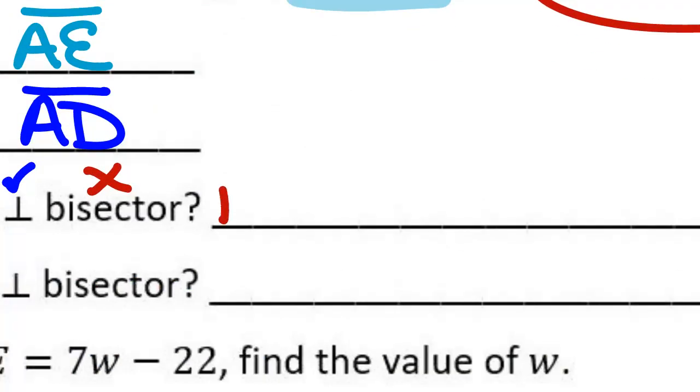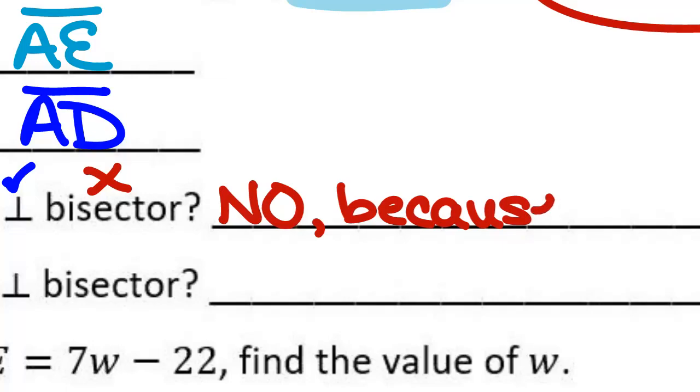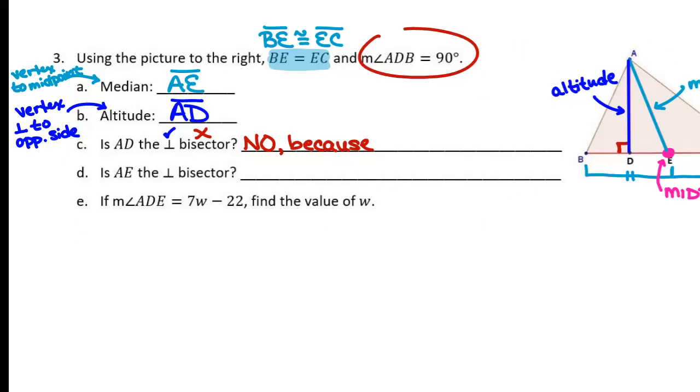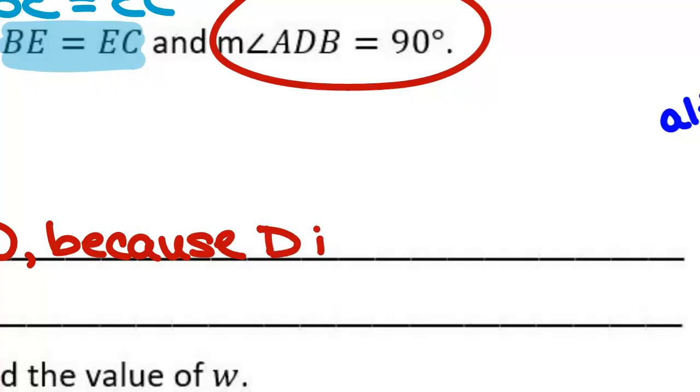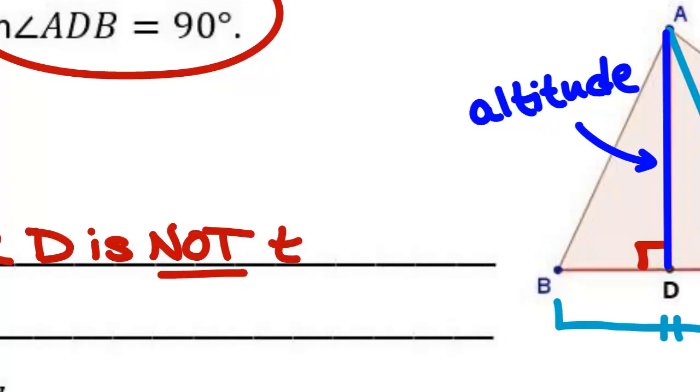So I would say no, because what would D have to be if this was the perpendicular bisector? Yep, we need to be congruent on either side, and we call that the what? Midpoint. D is not the midpoint. To be a perpendicular bisector, it has to hit the midpoint. So no, because D is not the midpoint.